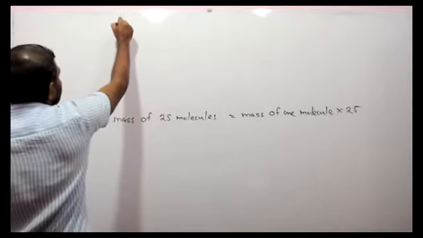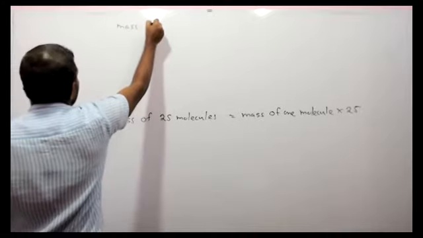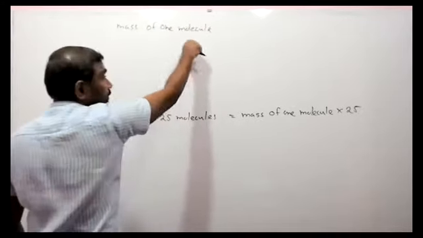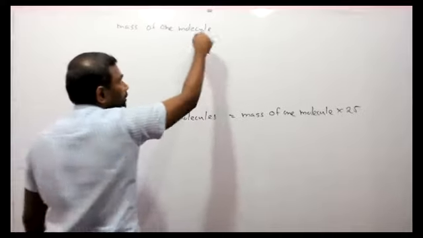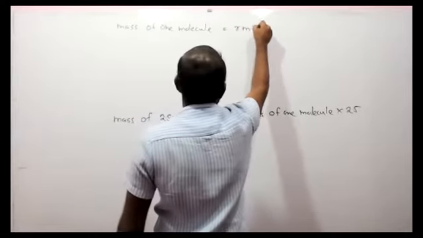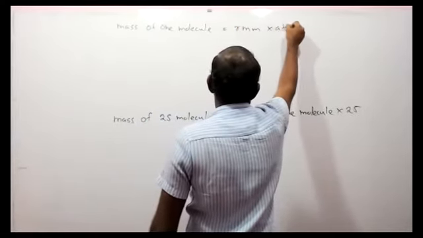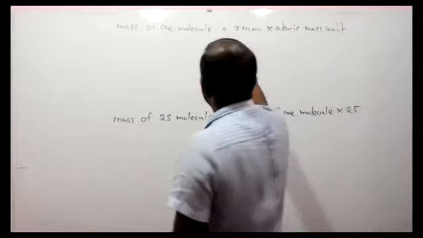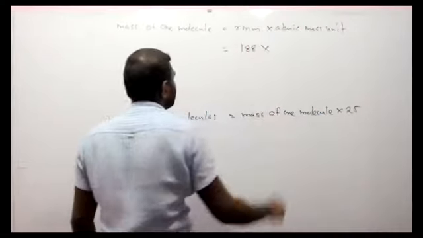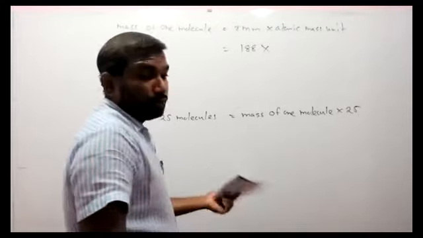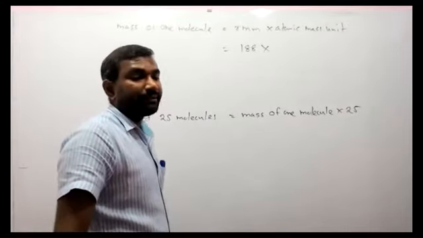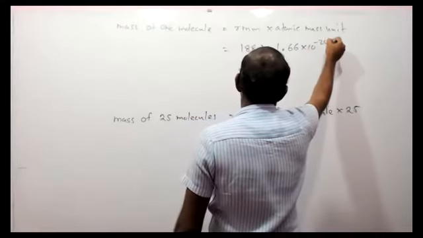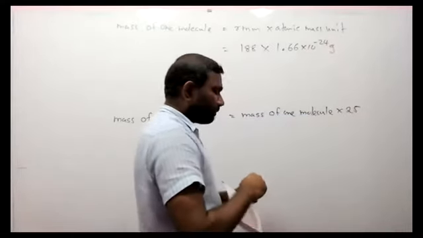So we know that children, mass of one molecule, you write the full thing, mass of one molecule of an element or compound will equal to relative molecular mass multiplied by atomic mass unit. Relative molecular mass is 188. Atomic mass unit, I told you, not specifying the units, take it in grams. Now 1.66 into 10 to the power minus 24 grams. Remember children, unwanted points don't simplify.